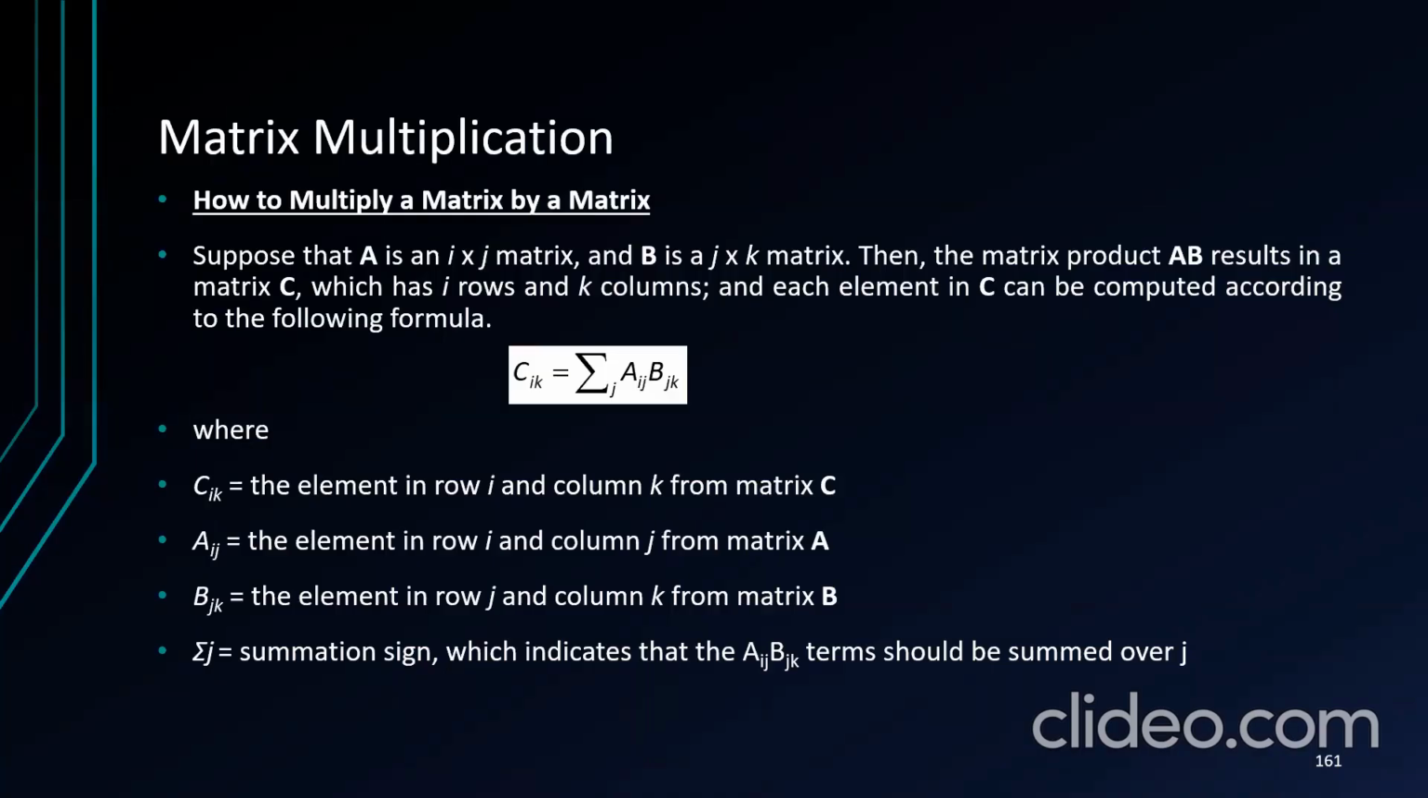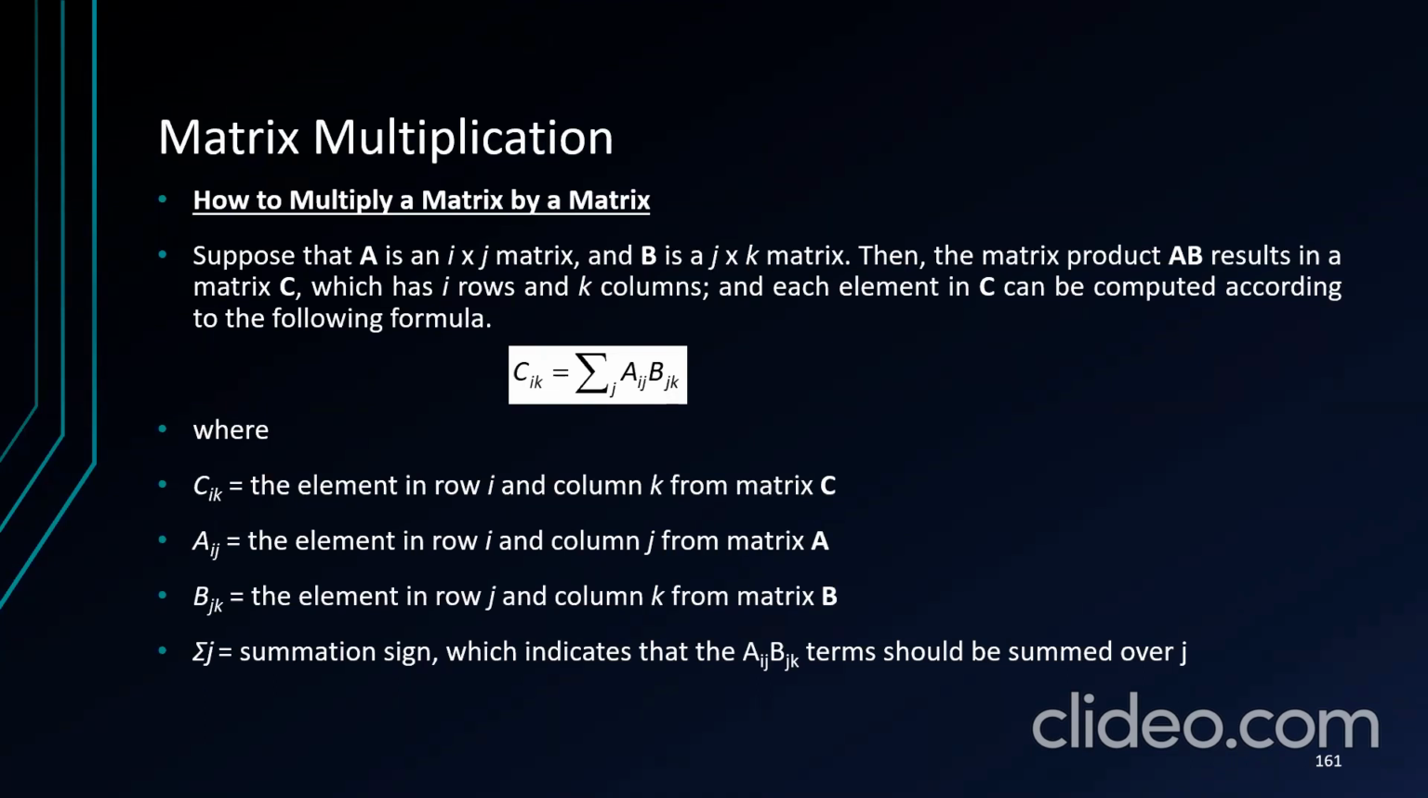Now, how to multiply a matrix by a matrix. Suppose that A is an I by J matrix and B is a J by K matrix, then the matrix product AB results in a matrix C, which has I rows and K columns. So nawala yung J.